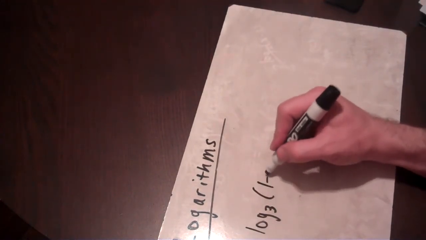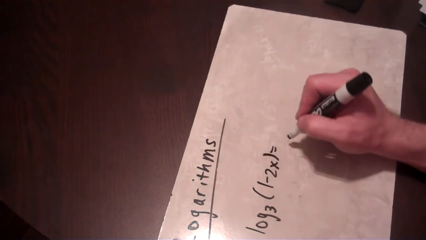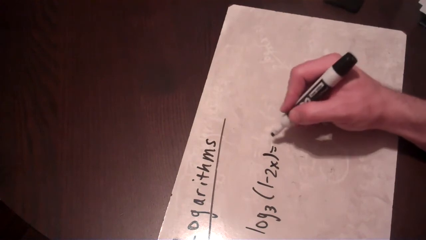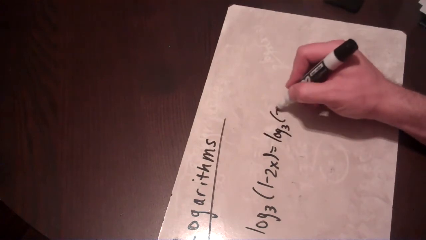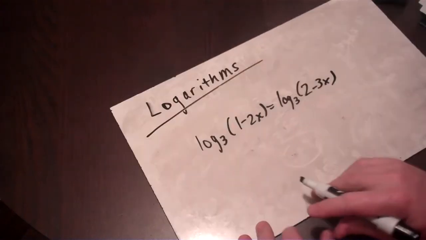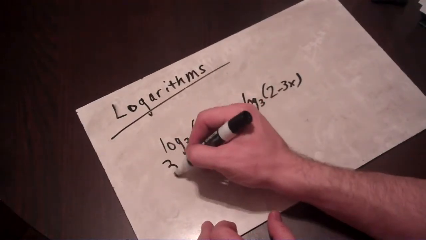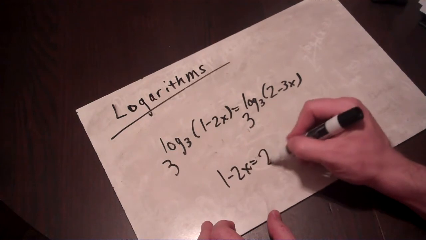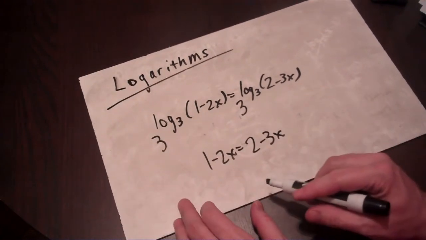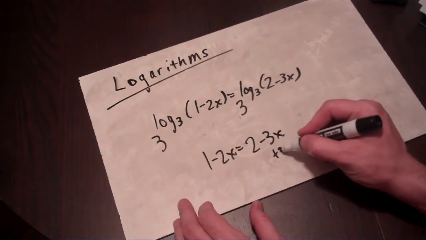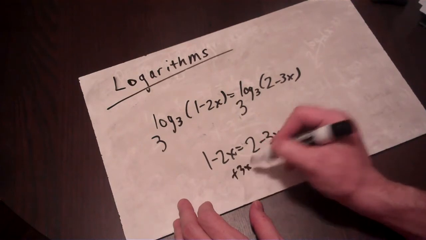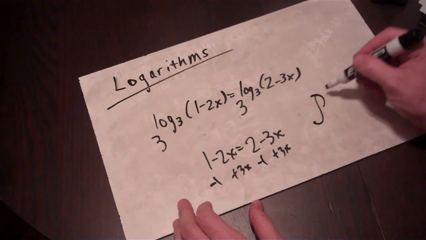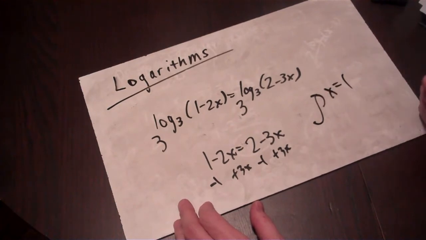of 1 minus 2x equal to log base 3 of 2 minus 3x. So you take these as the exponents on 3, and you're left with 1 minus 2x is equal to 2 minus 3x. Add 3x to both sides, and subtract 1 on both sides, and you get x is equal to 1.